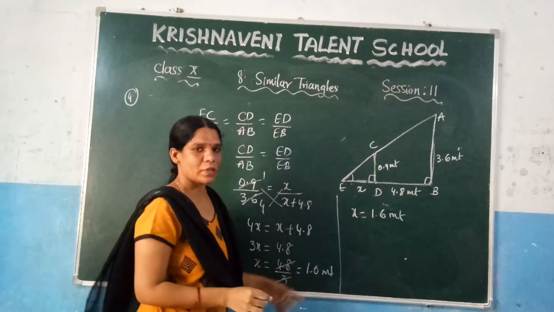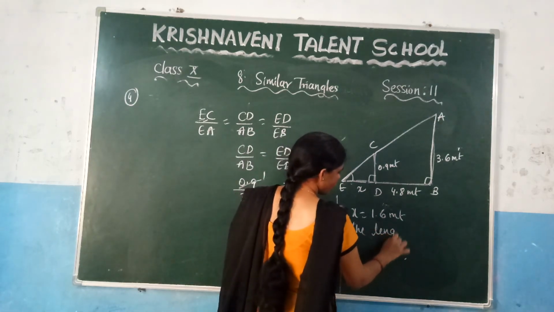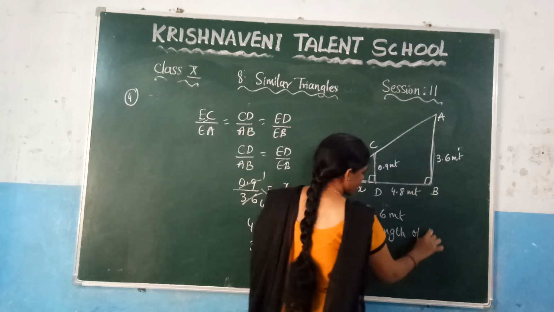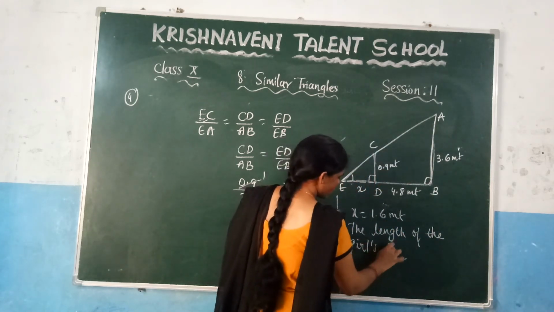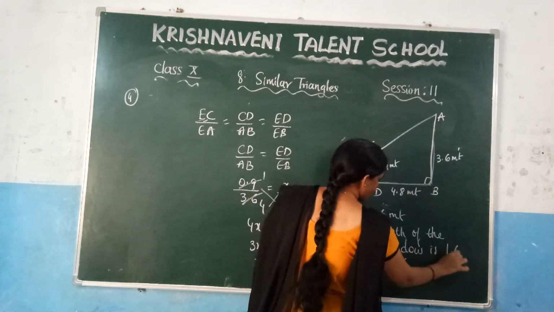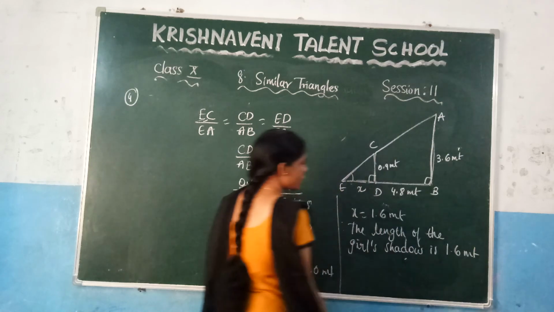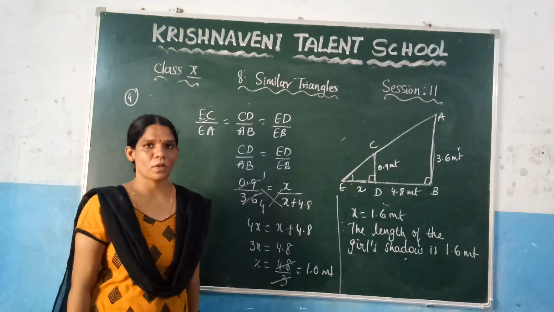What is x? Is nothing but the length of the girl's shadow. Therefore write it here. Therefore the length of the girl's shadow is 1.6 meters. So this is the problem. In the next session we are going to solve the remaining problems of this exercise.